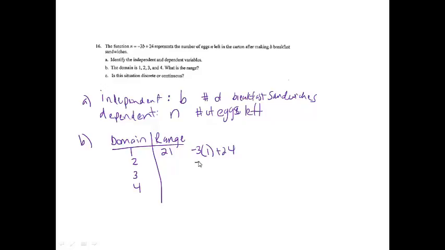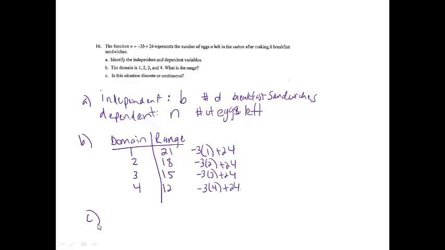If I plugged in 2, negative 3 times 2 plus 24. Negative 3 times 2 is negative 6 plus 24 is 18. If I make 3 sandwiches, negative 3 times 3 plus 24. Negative 9 plus 24 is 15. And then 4, negative 3 times 4 plus 24. Negative 3 times 4 is negative 12 plus 24 is 12. So that would be my range that goes with that domain.